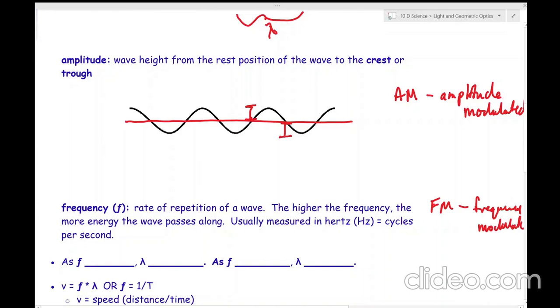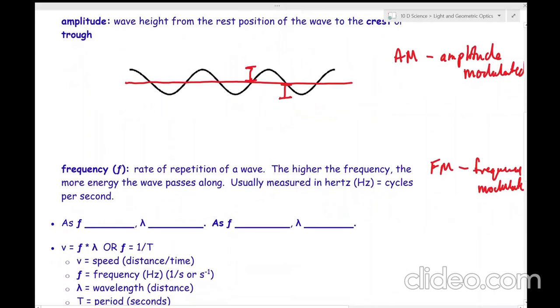So frequency looks at the rate of repetition of the waves. In other words, how quickly are these waves passing by a particular point in space? So for example, if I had to draw something out here, let's say this was my particular point in space, this line that I've drawn here, and I start drawing a wave, and this wave, let's say, is moving in this direction, so maybe from the radio station to your radio.